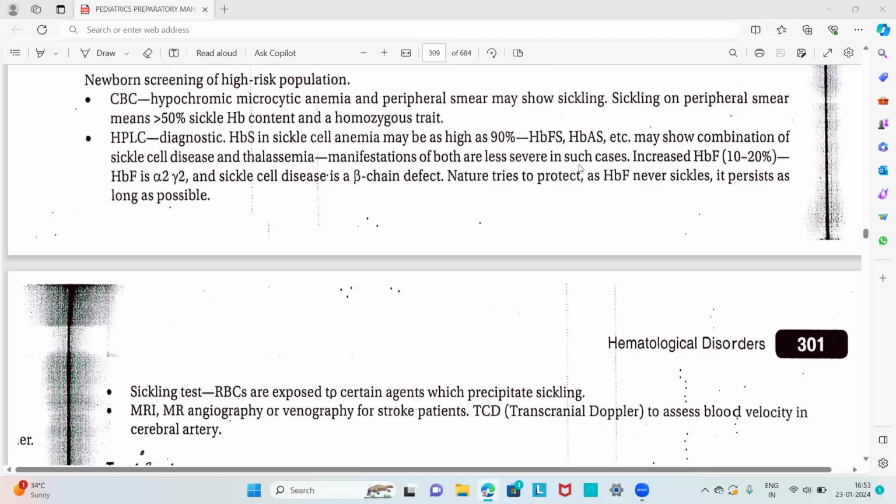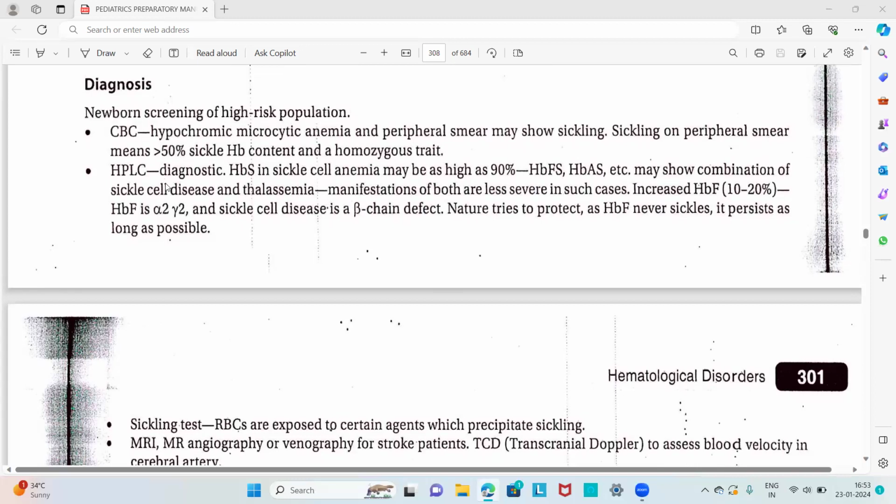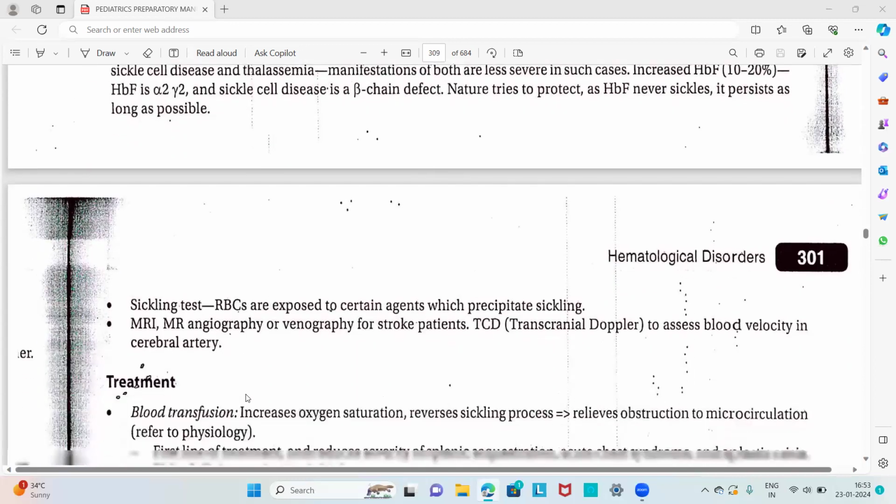Manifestations of both are less severe in such cases. Increased HbF, that is HbF is alpha 2 gamma 2, and sickle cell disease is a beta chain defect. So we have to go for the CBC and HPLC, and the sickling test, which also we have to do.